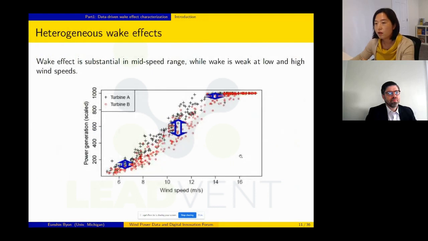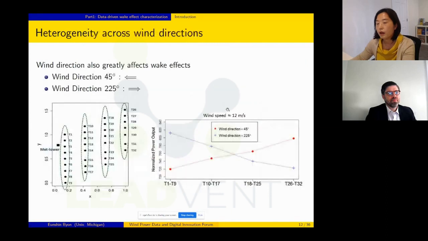So in summary, the wake effect or power deficit is substantial in the mid-speed range, but it is not significant at low and high wind speed. So there is some heterogeneity. Also, the turbine-to-turbine variation changes depending on wind direction. Let's say when wind blows from east to west, at 45 degrees, then these turbines become the upstream turbines. If you look at this blue curve, we see the power generation in this row, this row, this row, this row, and this row.